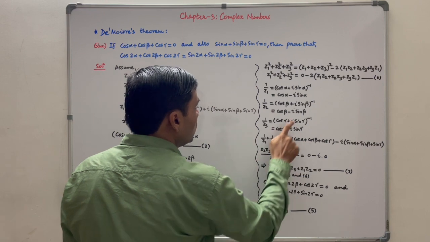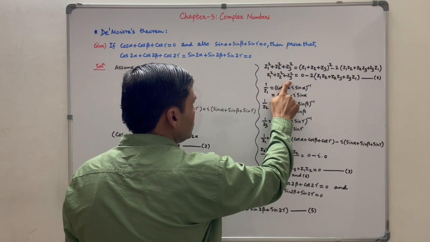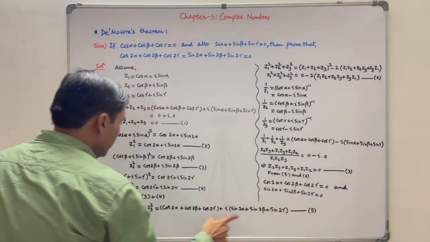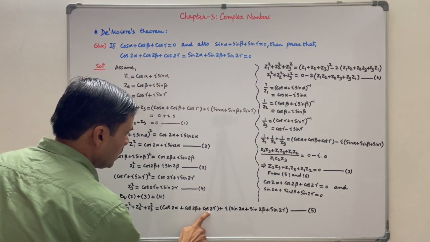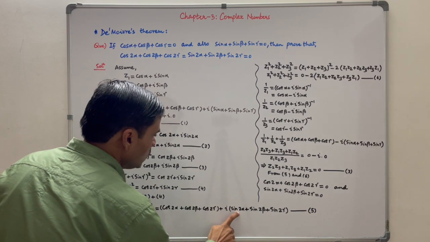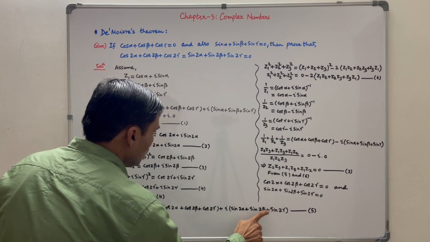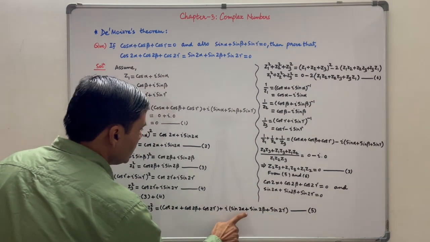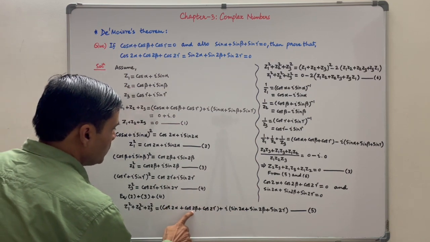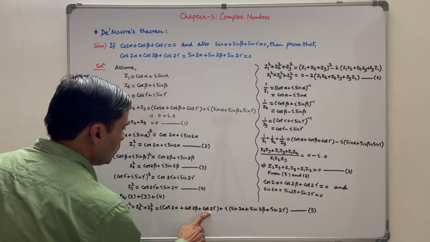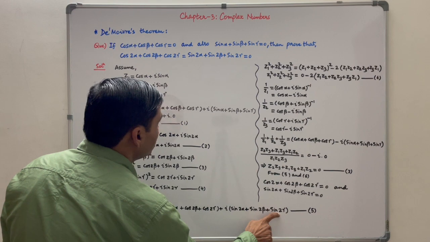We will put this value here. So z1 square plus z2 square plus z3 square is equal to 0. So from equation number 5, 0 is equal to cos 2 alpha plus cos 2 beta plus cos 2 gamma plus i into sin 2 alpha plus sin 2 beta plus sin 2 gamma. A complex number will be 0 when its real part as well as imaginary part is 0. So we can say that cos 2 alpha plus cos 2 beta plus cos 2 gamma is equal to 0 and sin 2 alpha plus sin 2 beta plus sin 2 gamma is also equal to 0, which we have to prove.